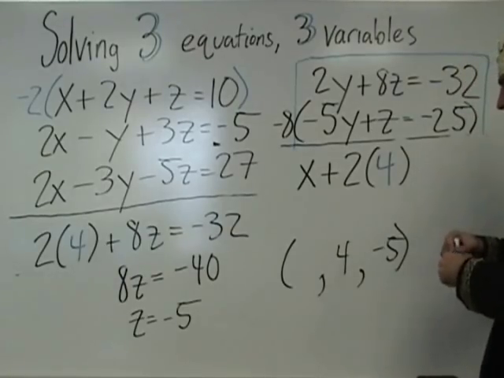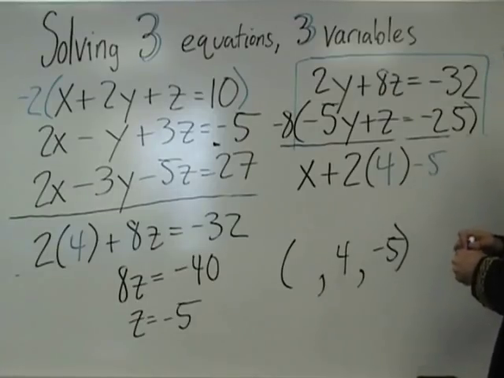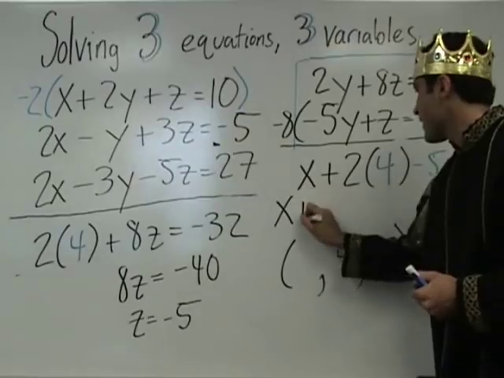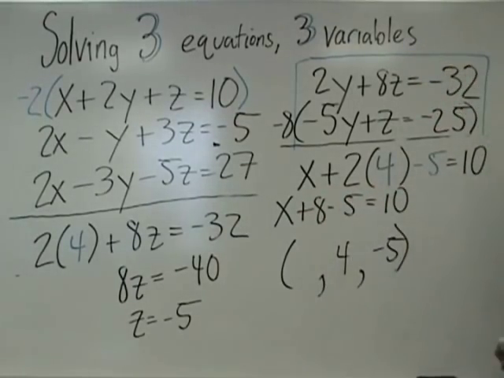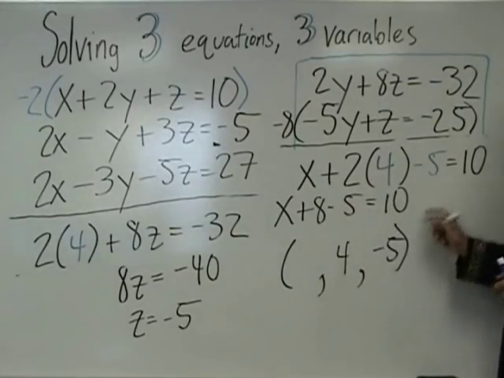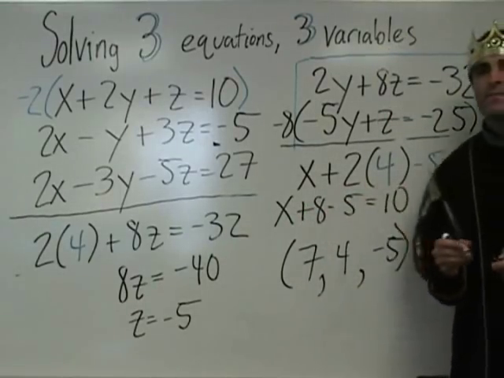Minus 5 equals 10. So we got x plus 8 minus 5 equals 10. So x plus 3 equals 10. Subtract 3 on both sides, you get x equals 7. In other words, 7 plus 8 minus 5 equals 10.